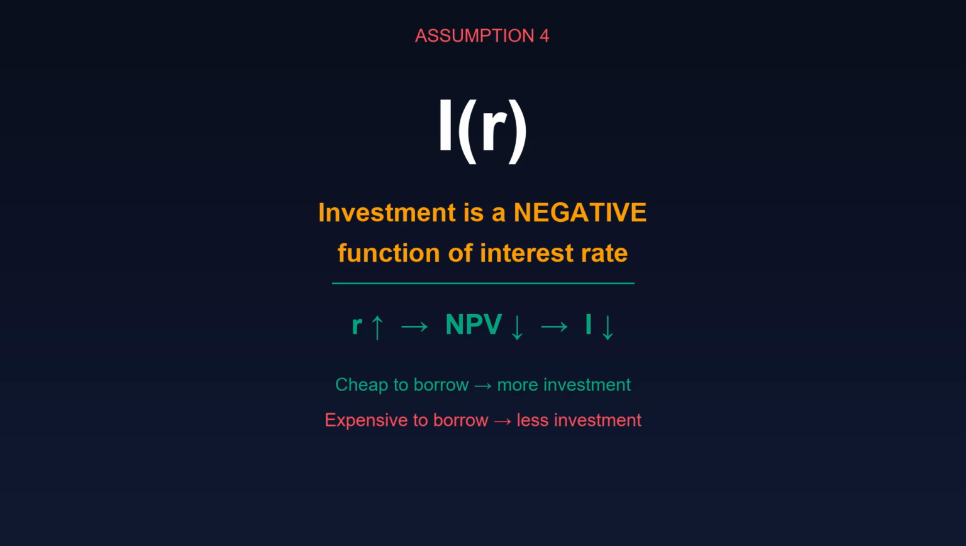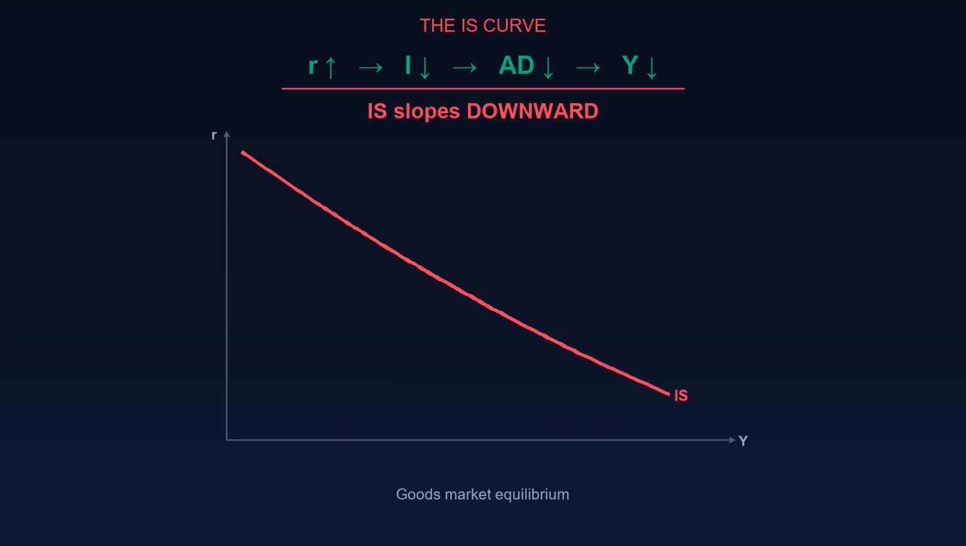Section 4, building the IS curve, representing the goods market. Now that we've got consumers, government, and investment, we can combine them into aggregate demand and build our first major subsystem, the IS curve. By the way, IS stands for investment equals savings. You'll inevitably see this curve sloping downward on a graph.